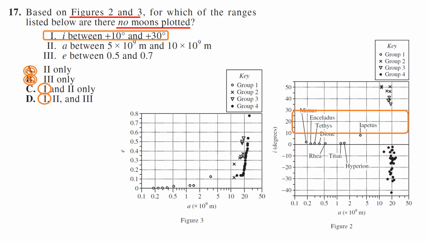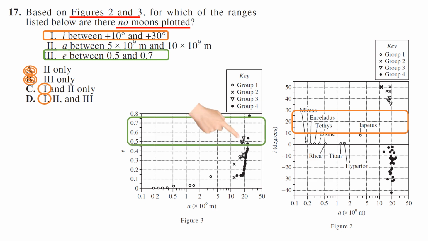Now, we're not even going to check choice 2, right? Because choice 2 is present in both C and D. We're only going to check 3. An E range between 0.5 and 0.7. So 0.5 and 0.7, we do see some moons plotted. So we know that choice D cannot be correct, so our answer has to be C.